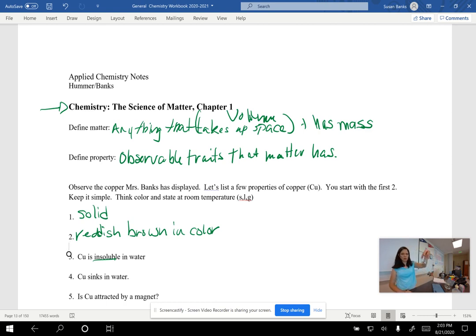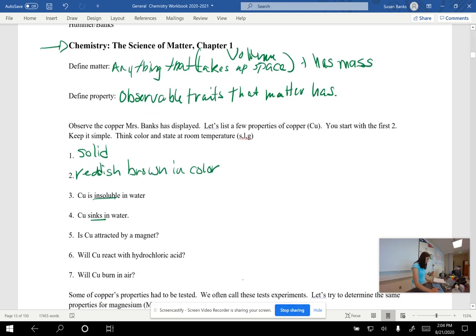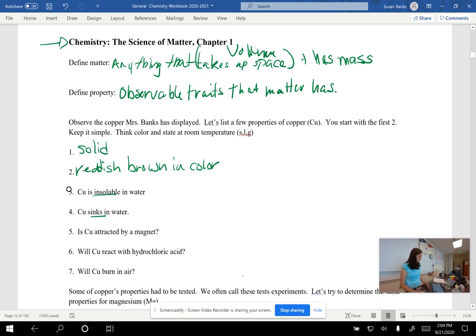Notice when we put it in the water, it sinks to the bottom. So that means copper doesn't float. It's more dense than water. So it sinks in the water. Can I attract copper with a magnet? I don't have a magnet here, but have you ever played with pennies and a magnet? Do they ever attract? They don't. So copper is not attracted by a magnet. It's not what we call ferromagnetic.